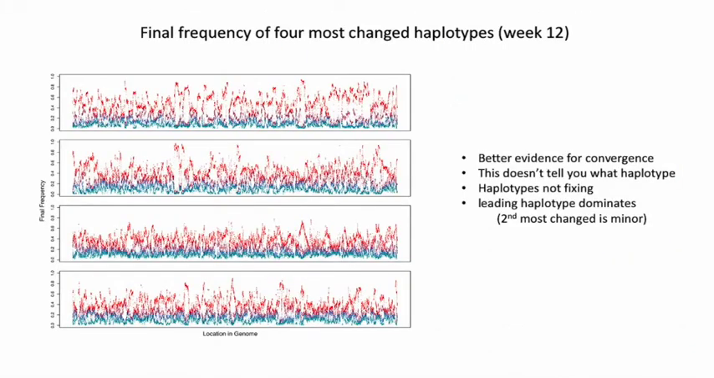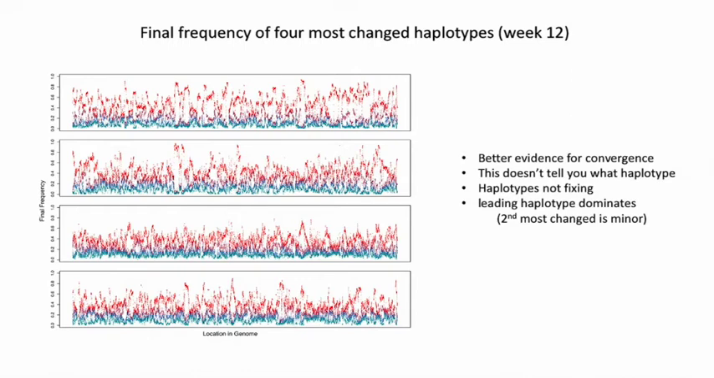Okay, so now I'm going to show you frequencies of haplotypes, right? This is a funky plot, where there's 4 colors. On the x-axis is location in the genome. On the y-axis is the final frequency of the haplotype in the population. And the red here is just the frequency of the most common founder haplotype at that position, okay? Which could be founder 1, it could be founder 2.